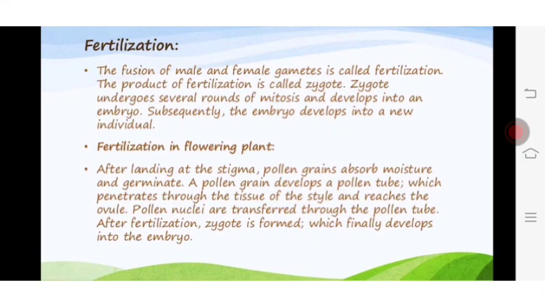So how does fertilization take place in a flowering plant? The pollen, after landing at the stigma, absorbs moisture and germinates. A pollen grain develops a pollen tube which penetrates through the tissue of the style and reaches the ovule. Pollen nuclei are transferred through the pollen tube. Pollen nuclei means the male germ cell. After fertilization, the zygote is formed, which finally develops into an embryo.